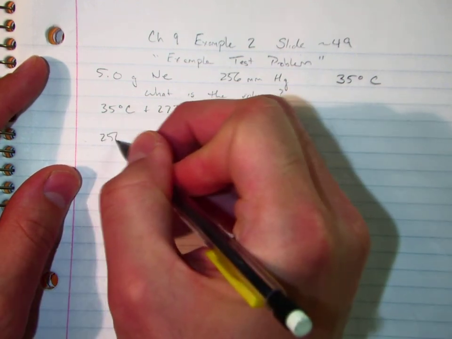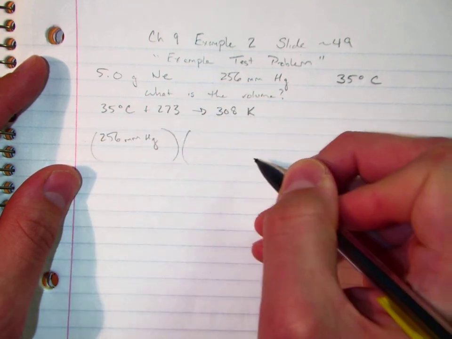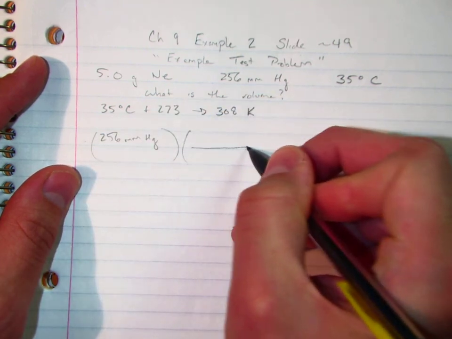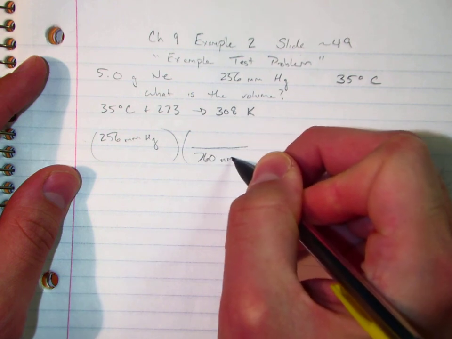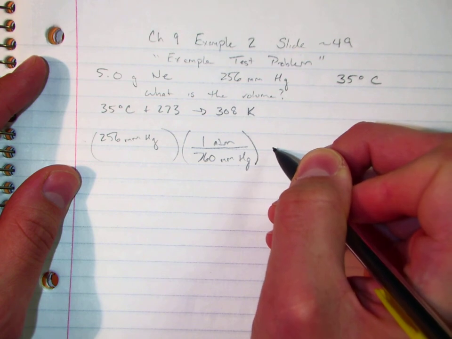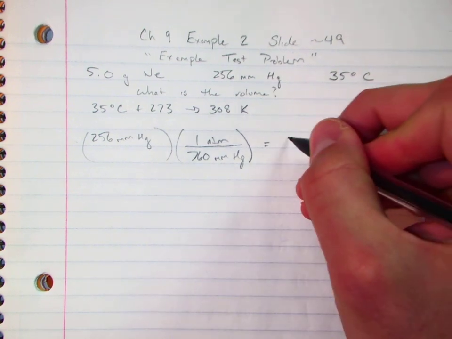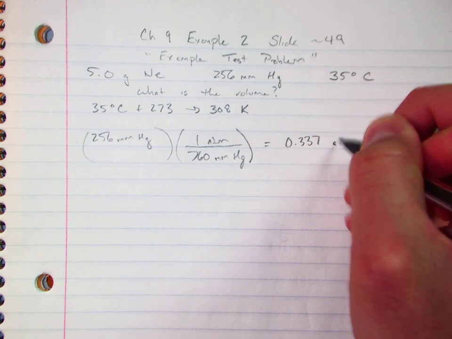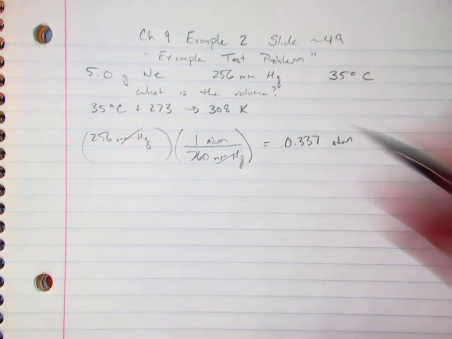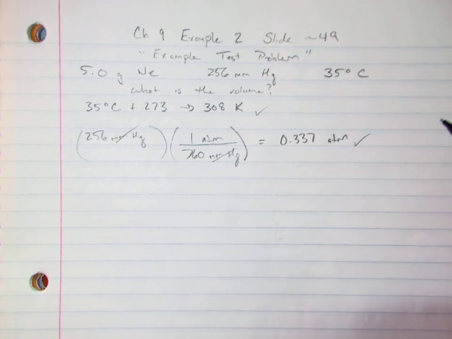My 256 millimeters of mercury, that's a unit of pressure, but I want to be working in atmospheres. And I know that 1 atmosphere is equal to 760 millimeters of mercury. That was done in the first video from the chapter. So I take 256 divided by 760, and I get 0.337 atmospheres. So now I've got a good unit for temperature, I've got a good unit for pressure.